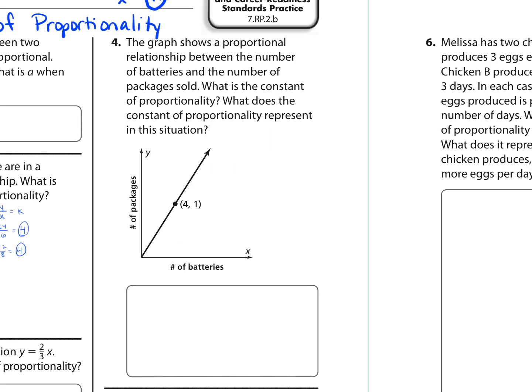Number 4, the graph shows a proportional relationship between the number of batteries and the number of packages sold. What is the constant of proportionality, and what does the constant of proportionality represent in the situation? So we know that we get the constant of proportionality k by taking y divided by x. In this case, we've got this ordered pair where x is 4, y is 1. So 1 divided by 4 is k.